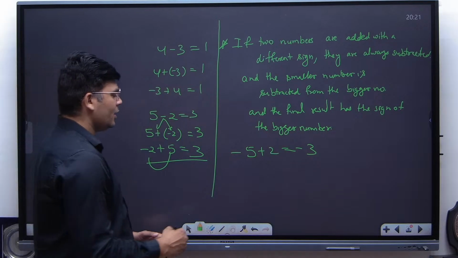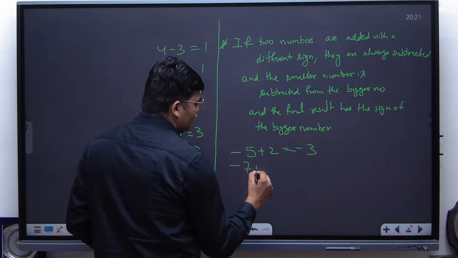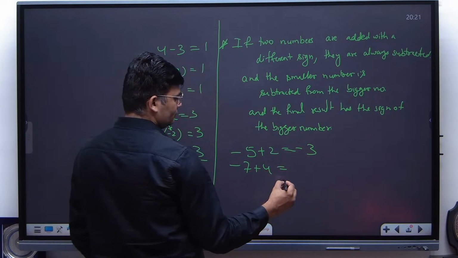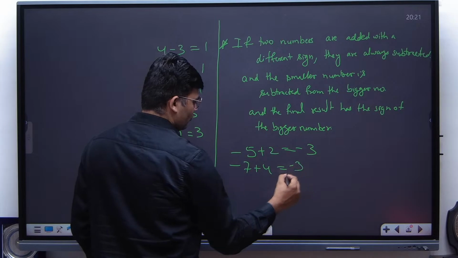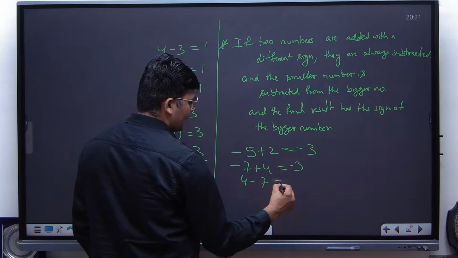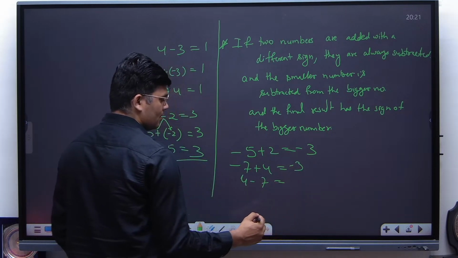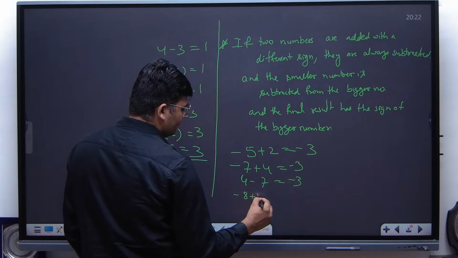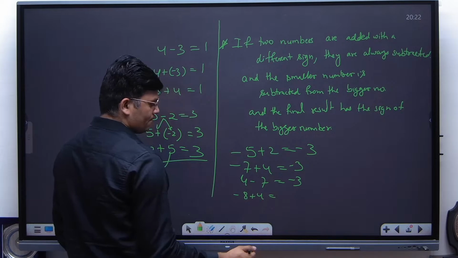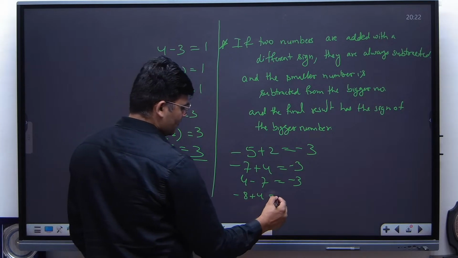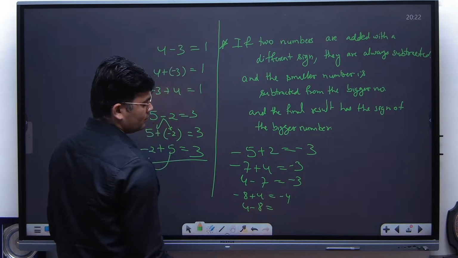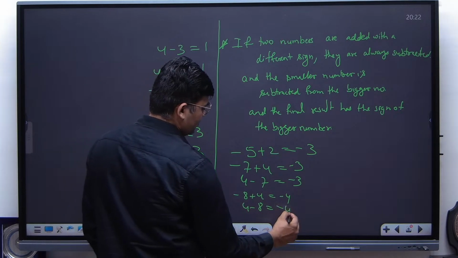Alright, can you do some questions now? Tell me minus 7 plus 4. Minus 3. What is 4 minus 7? Minus 3. Very good. What is minus 8 plus 4? Minus 4. And what is 4 minus 8? Minus 4. Very good.